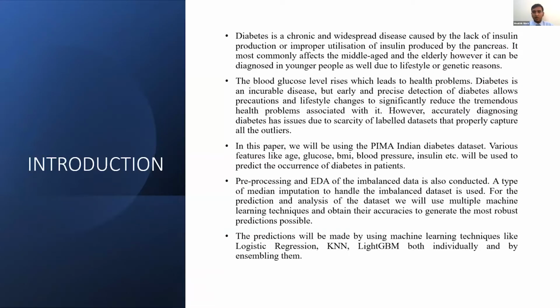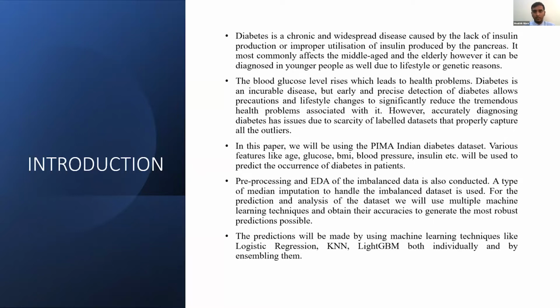So basically, as we all know, diabetes is quite a chronic and widespread disease that's usually caused by the lack of insulin production or improper utilization of insulin, which is produced by the pancreas. It's a disease which usually affects middle-aged to elderly people. However, it's possible that this disease affects younger people due to lifestyle or genetic reasons. So in our study, we've considered type 2 diabetes.